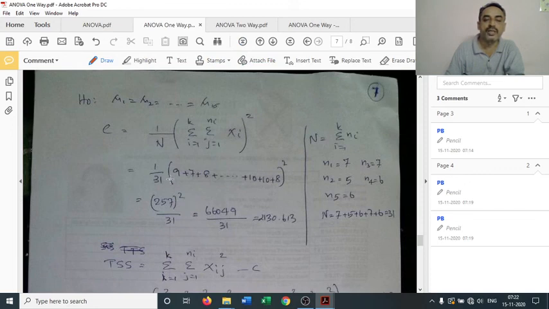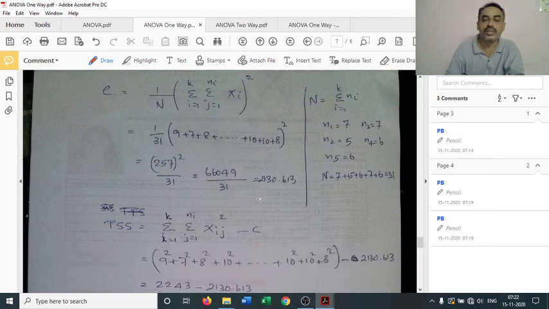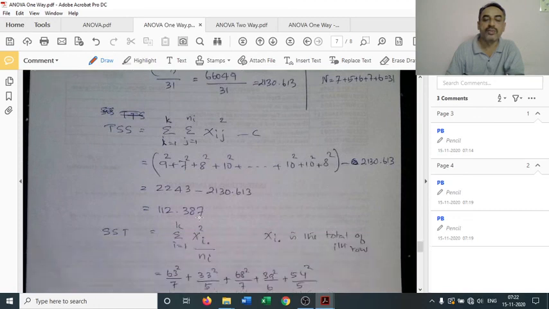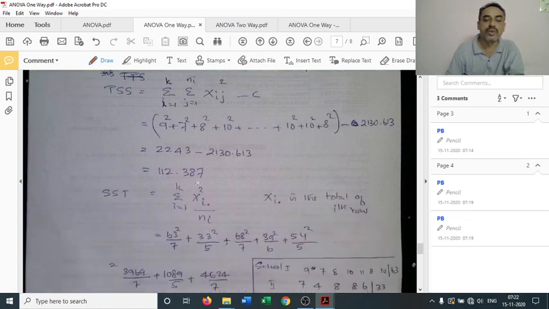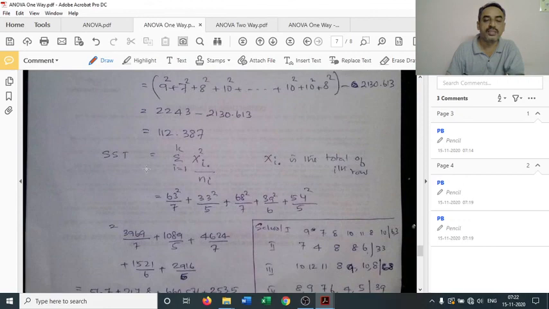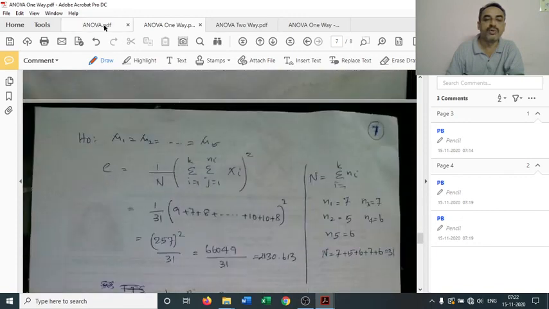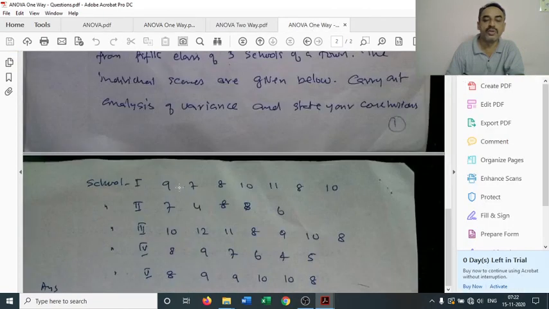So the correction factor is the sum of the entire observations, then square by 31. So it is 2130.613. Next is the total sum of squares, that is 9 square, 7 square plus etc., 8 square, minus the correction factor, it is 112.387. Next is SST, that is the sum of squares due to treatments. So we are finding the sum of all rows here, that is the first row 9 plus 7 plus 8 plus 10 plus 11 plus 8 plus 10, and the second row and so on.